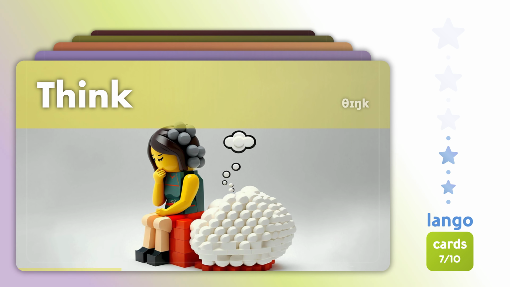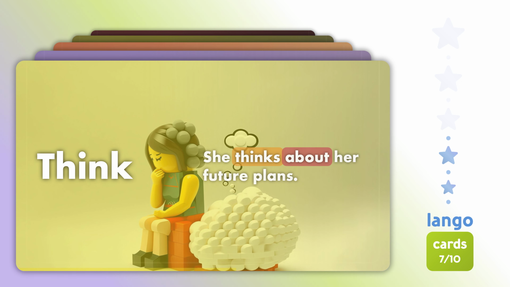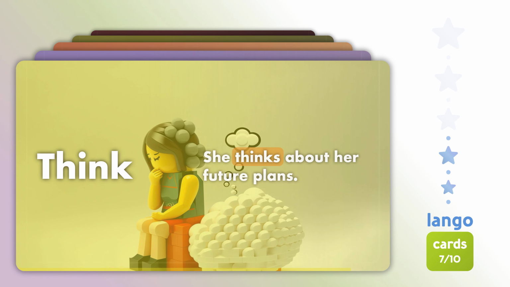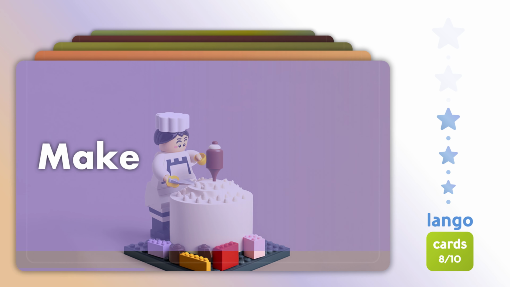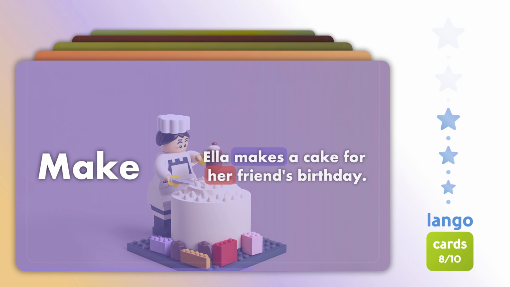Think. She thinks about her future plans. Make. Ella makes a cake for her friend's birthday.